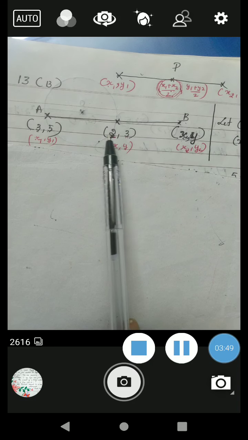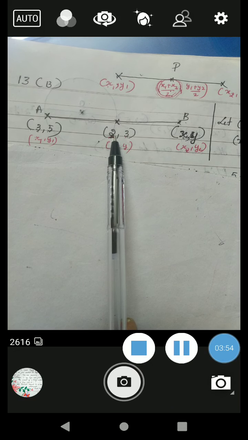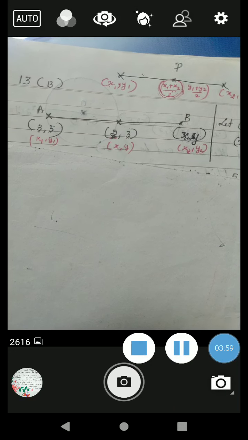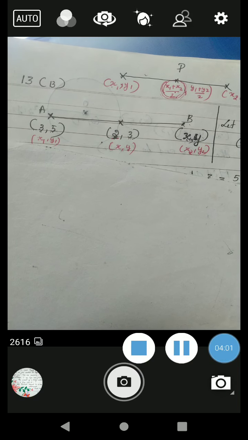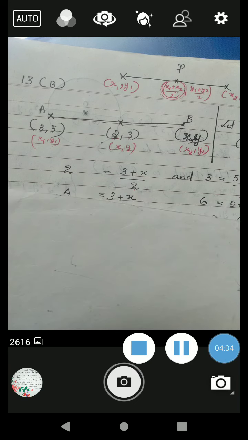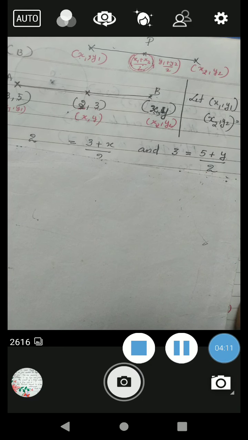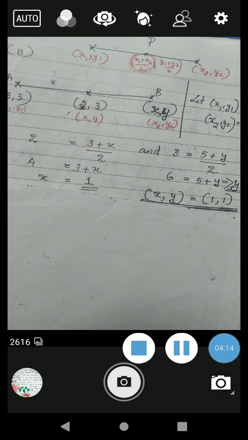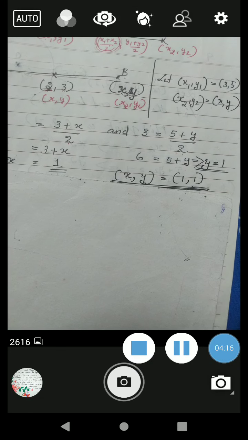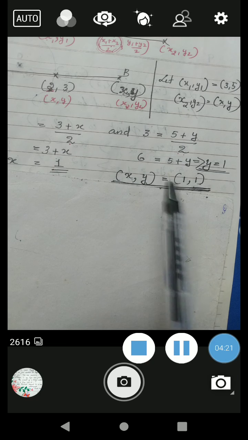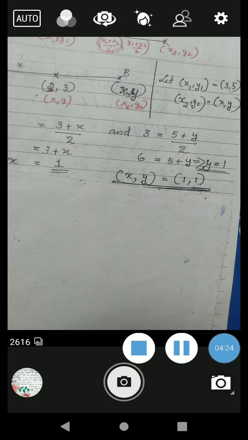We know the x coordinate is 3 plus x by 2, that is 2, and 5 plus y by 2, that is 3. Directly we can write these things. No need to write much explanation. This much is enough. Okay, when you solve, you will get x is equal to 1 and y is equal to 1. In this question, find the values of x, y. So, x is 1 and y is 1.